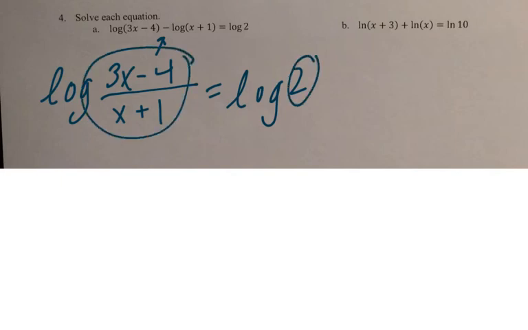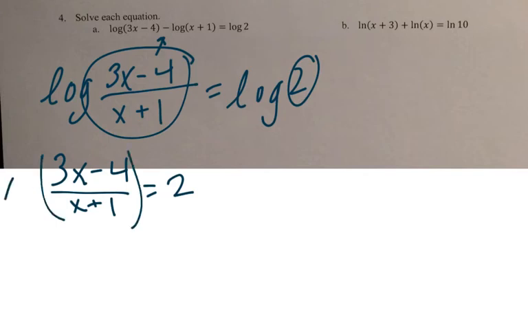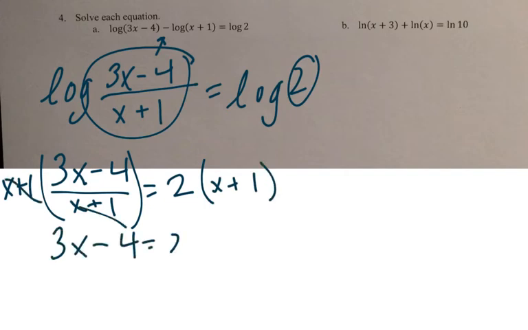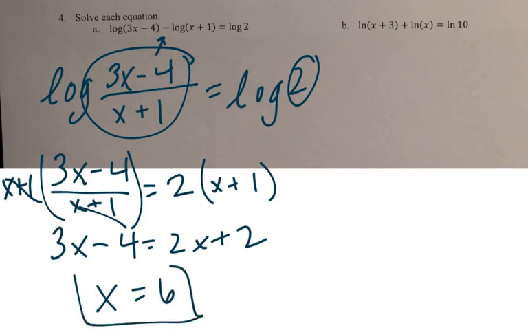This right here must be equal to 2. So I get 3x minus 4 over x plus 1 equals 2. Then I'm going to multiply both sides by x plus 1, so those cancel on the left. So I'm left with 3x minus 4 equals 2x plus 2. When I solve for x, I'm going to end up getting x is equal to 6. We're seeing a lot of x is equal to 6 on these problems. That's a coincidence, not something that you should always expect. Okay, same thing on this one right here.